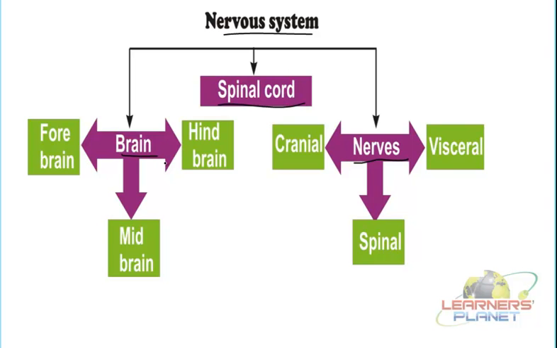The brain is an organ, a structure located in the skull, and the spinal cord is a long thread-like structure. It is actually a thick nerve situated at the back side of our body inside the vertebral column. It is protected by it.